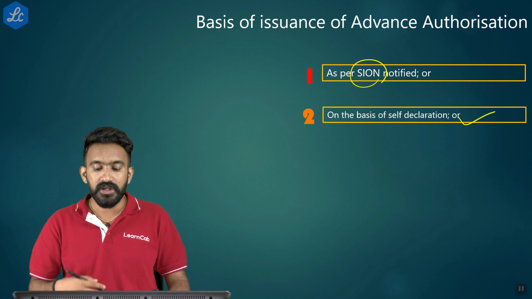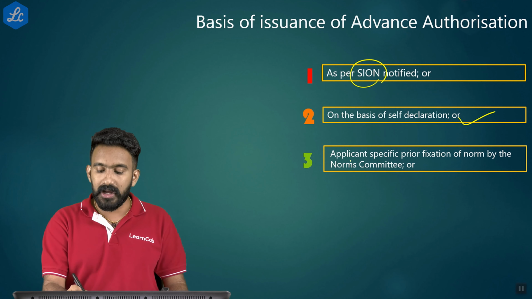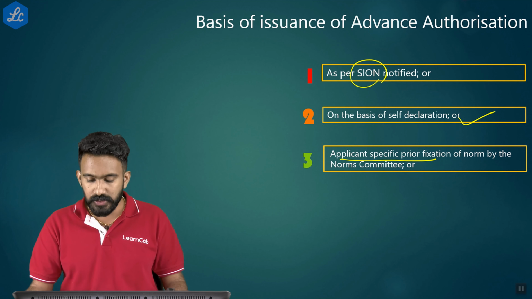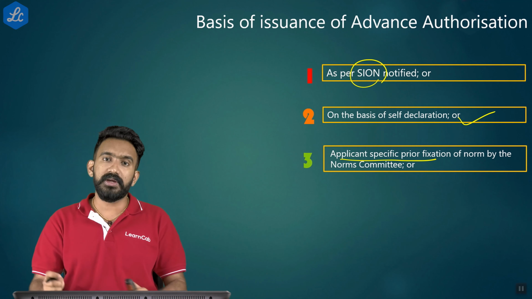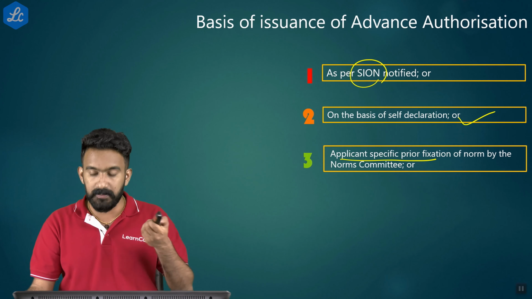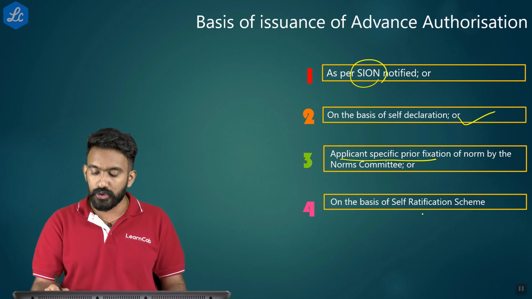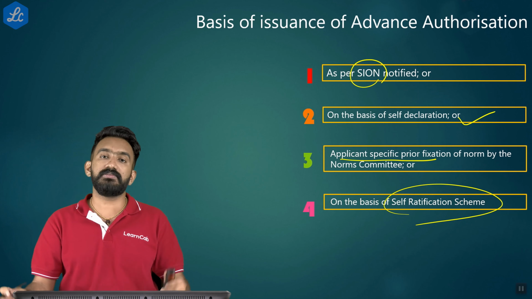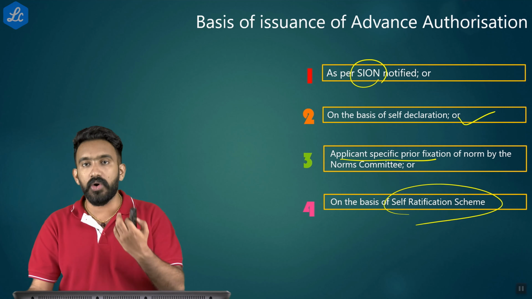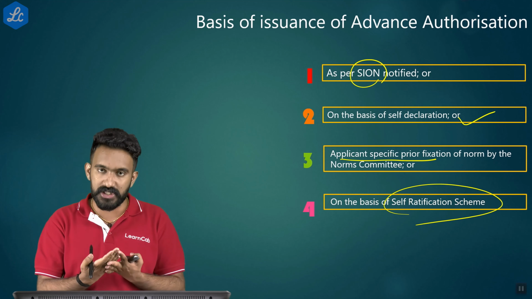So, it can be even on the basis of self declaration, or applicant specific prior fixation of norms by the norms committee. So, there could be applicant specific norms that are fixed by the norms committee, and based on that, an authorization can also be given. There could be even self ratification schemes under which, if norms are not available, I can go ahead and take an advance authorization. So, there could be 4 methods in which I can take it.